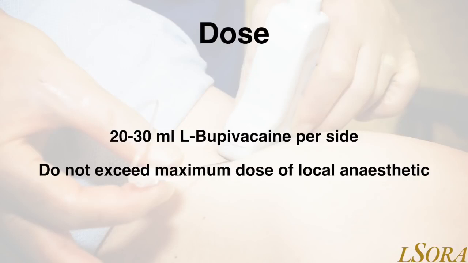In terms of dose, we would recommend a minimum volume of between 20 to 30 milliliters of local anaesthetic per side blocked. We tend to use levobupivacaine, and for midline or laparoscopic procedures we site bilateral blocks. Care therefore must be taken not to exceed the maximum dose of local anaesthetic allowed.